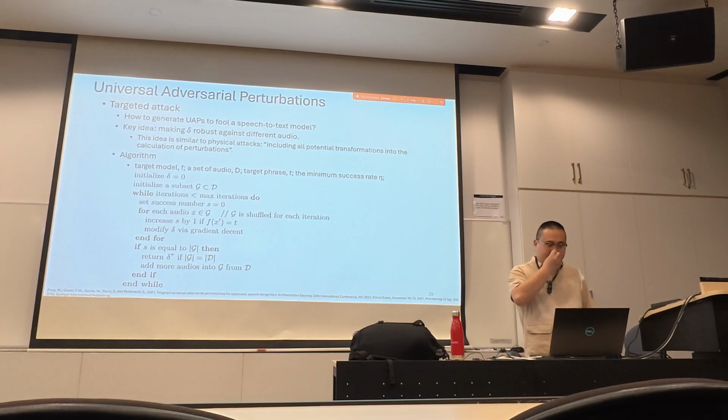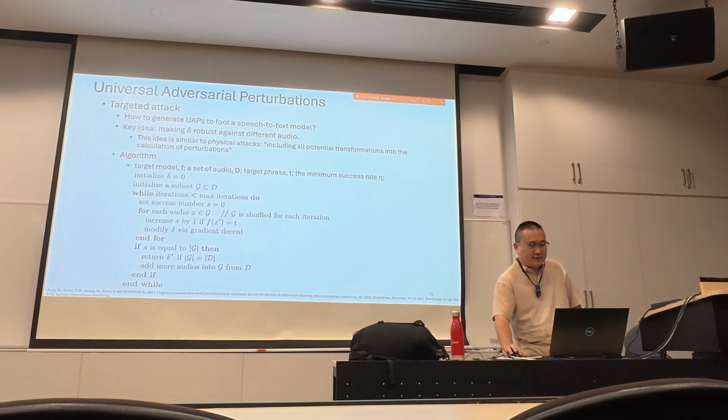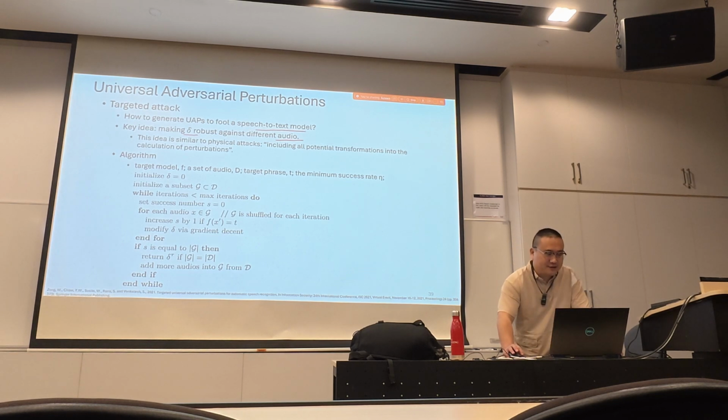So let's see the algorithm to generate targeted attacks. How can we generate UAPs to fool a speech-to-text model? The key idea is that we can make UAPs robust against different audio, because when we change the perspective, the UAPs are considered a signal. In this setting, we want the UAPs to be robust against some modification.